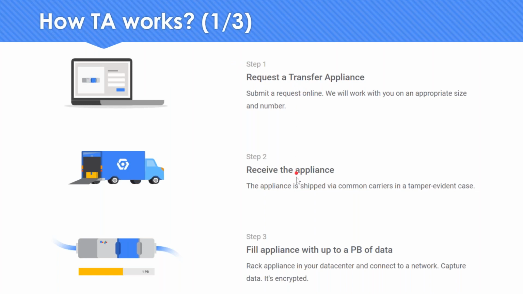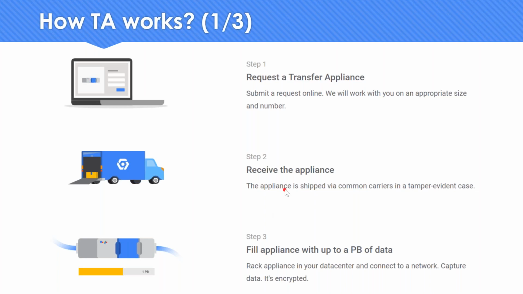Step two, you're going to receive the appliance. It's going to be shipped via something like FedEx or any kind of delivery service. It's going to come to your data center, in a tamper evident case. Then step three, connect your appliance to your data center with all those Ethernet stuffs. Start transferring the information. Before you do it, you will be asked to set up a passphrase, a password kind of a stuff, and it's going to start compressing the data, encrypt it, and copy it to your appliance.